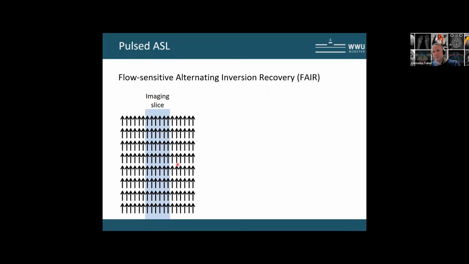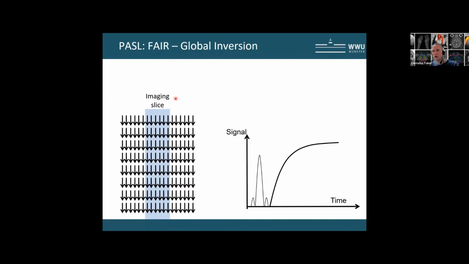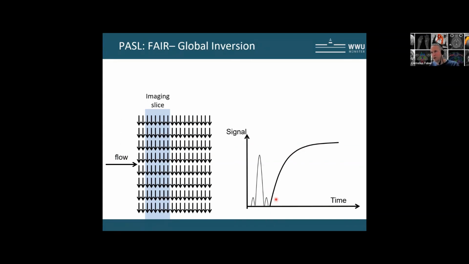So what we do is we have an imaging slice, and now we place the inversion slice at the same position as our imaging slice. So what we first do is we look at our spins, and we first do a global inversion. So we invert all the spins. And then after this inversion pulse, we will have a T1 relaxation. And even if we have flow, it will be the same because everything is inverted. And if the spins are inflowing, there will be no change.